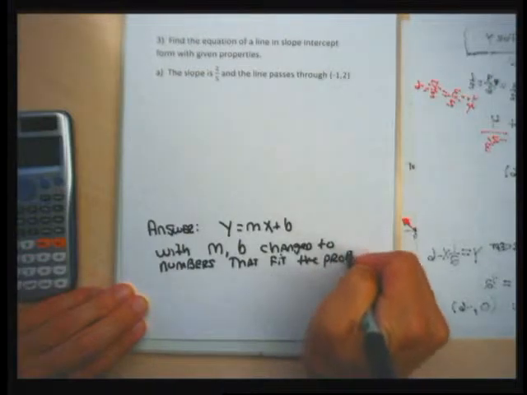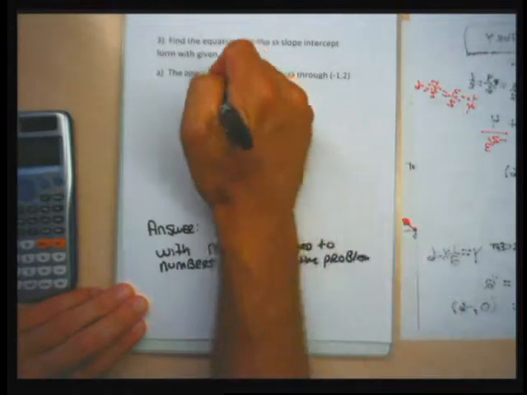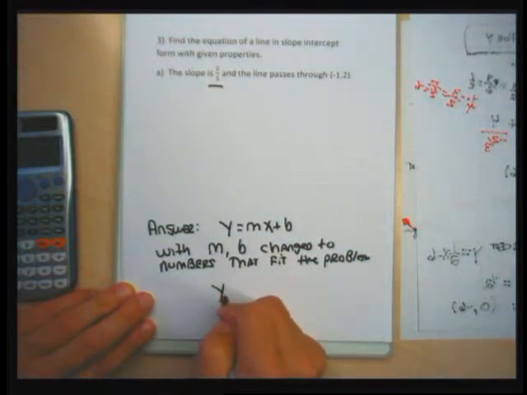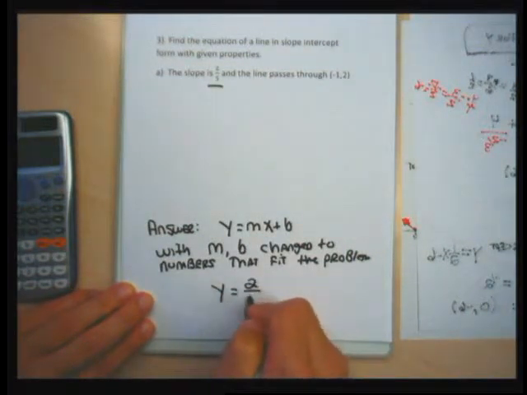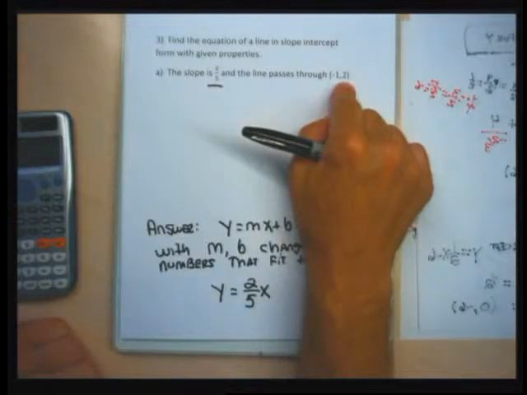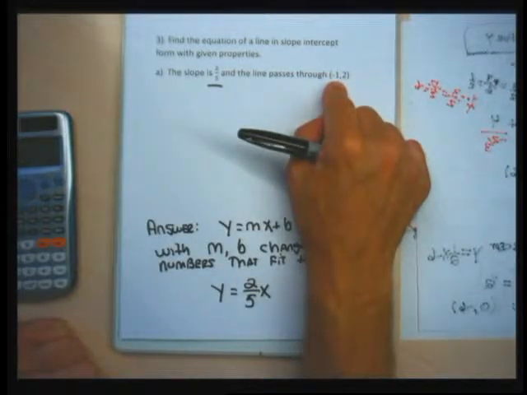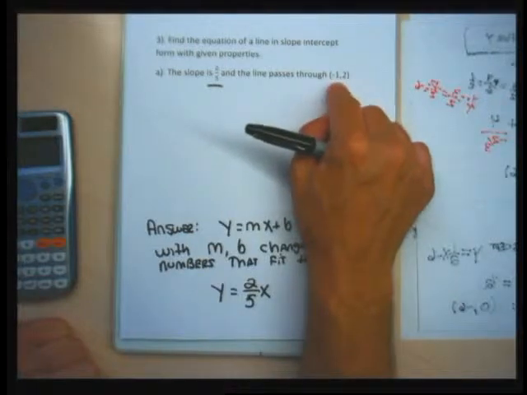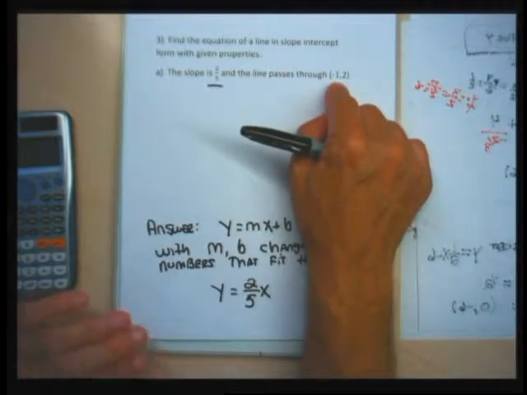The nice thing about this is I already know the m. So in my answer, the number in front of the x, I'm going to make 2/5, because that's what the m is. The unfortunate thing is the b is not 2. B would be the y coordinate if the x coordinate is 0. Since the x coordinate of this point isn't 0, I have to do algebra to find the b.